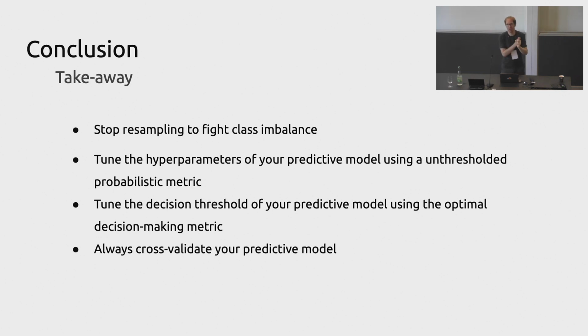Instead, what you absolutely need is to tune your hyperparameters with these params or without them. This is the main thing: tune the hyperparameters, use a proper scoring rule for that, and then tune the decision thresholds when you're in the case of binary classification, for instance. And then, as a third point, always cross-validate. Okay. And that's it. Thank you.